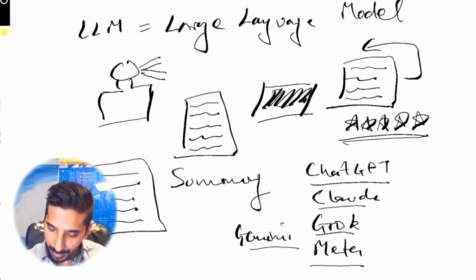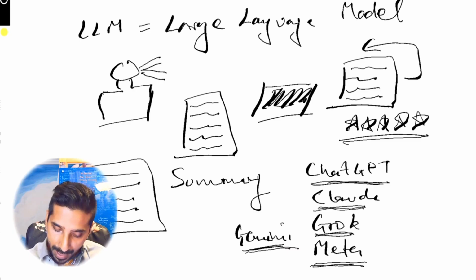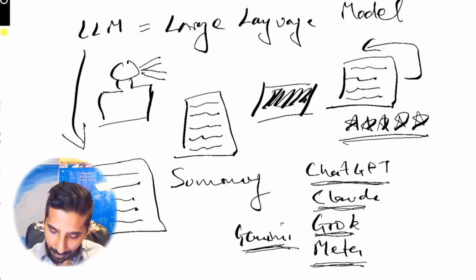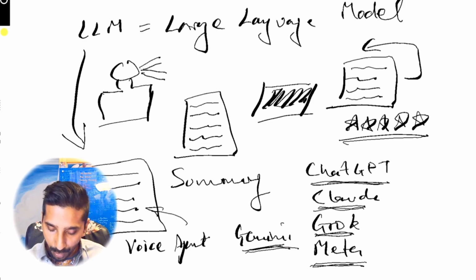Models like ChatGPT, Claude, Grok, Meta, Gemini, they use information that exists on the internet. Similarly, we can have a large language model made and designed specifically for you, which contains the data that belongs to your company. So something like a voice agent can be created which takes data from this information and is able to answer calls on your behalf and speak for your business even while you sleep.